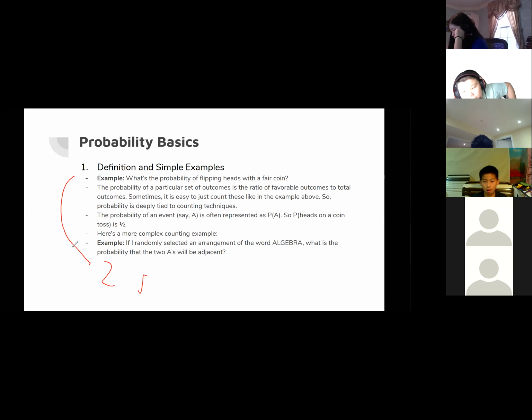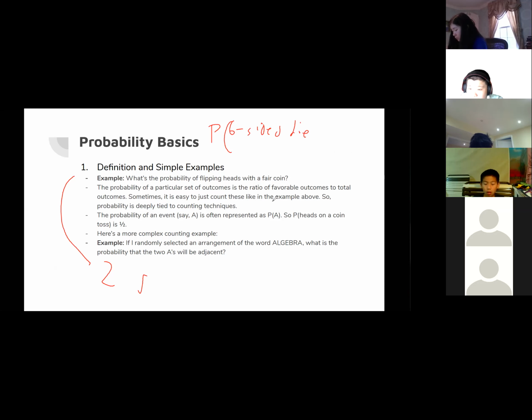Another notation that people sometimes use is that when you're considering the probability of something like A, they say P of A, or P parentheses A. It's like P of heads on a coin toss is 1/2, and P of a 6-sided die rolling 4 or 6 is going to be equal to 1/3. That's just a notation that people use.